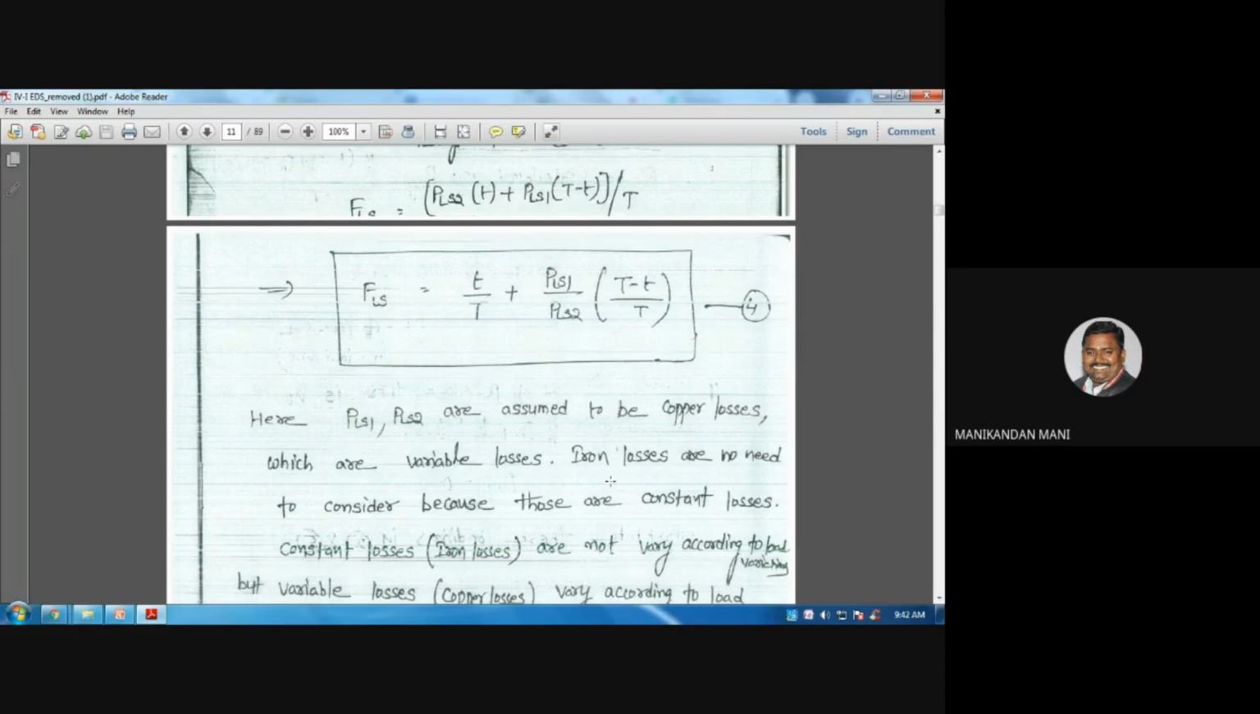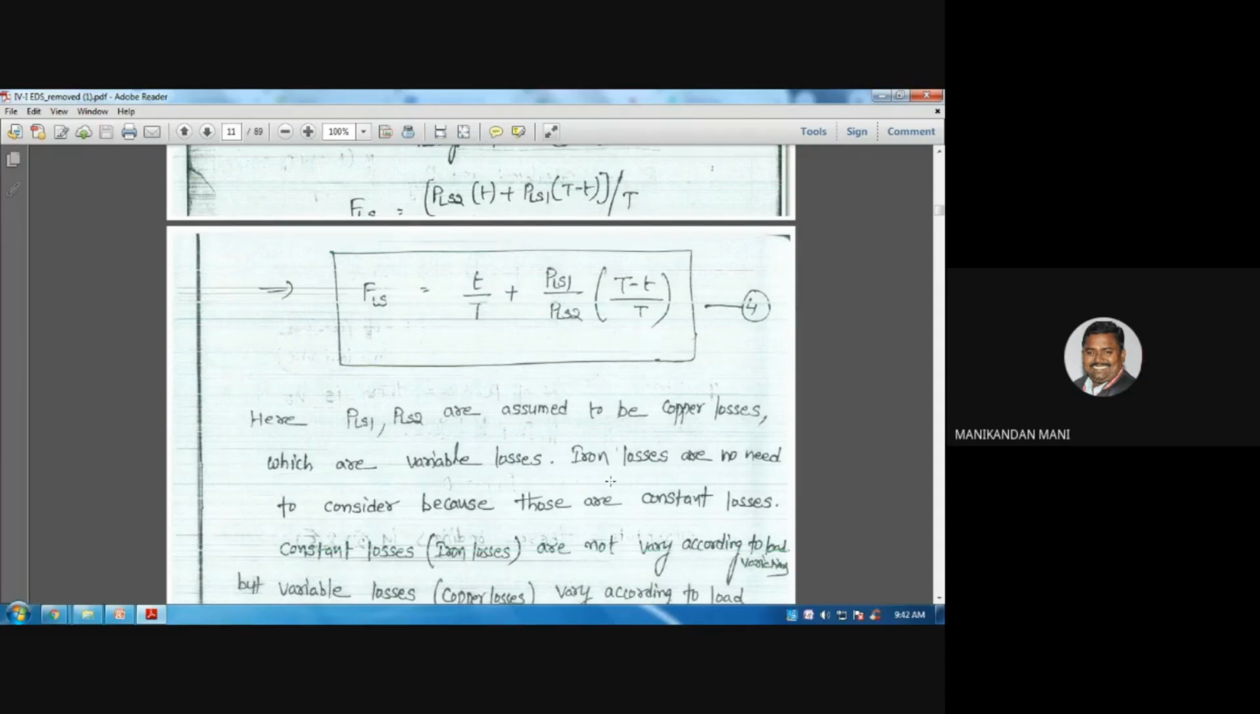So that's why PLS1 is directly proportional to P1 square. So PLS1 is equal to K into P1 square. PLS2 is directly proportional to P2 square. So that PLS2, that is copper losses, is equal to K into P2 square, because we need to remove the proportionality, so we add the constant value that is called K.